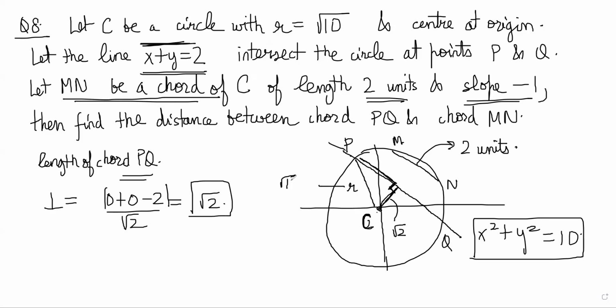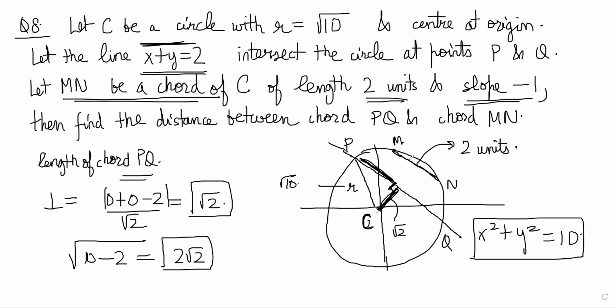Radius of the circle is root 10. So therefore this distance is going to be, by Pythagoras theorem, root of 10 minus 2, so root of 8, so 2 root 2. So this much is 2 root 2. So the length of the full chord would be 4 root 2, right? Correct. Now I know this distance is root 2, and actually the length of this chord was not necessary for solving this problem.